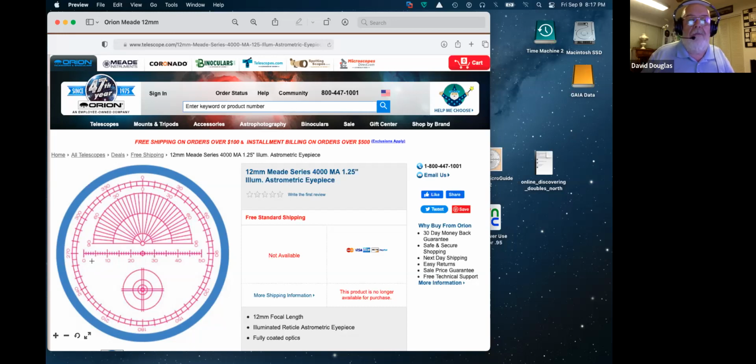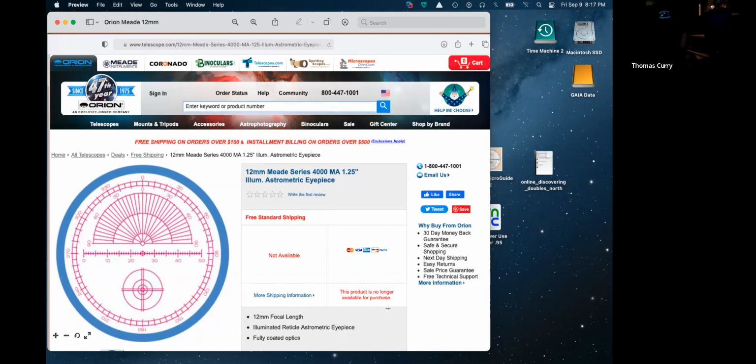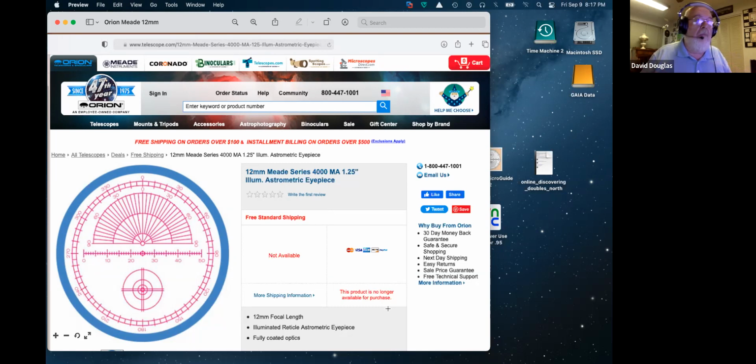This is referred to as an astrometric eyepiece, okay? One of the interesting things to observe from this, right down here, see where I'm moving my mouse? The product is no longer available for purchase. And this is from Orion. And if Orion's not making them, you're going to have a hard time. They're available used on the market, but they're very, very difficult to get these days. But if you're doing visual, this is what you've got to use.